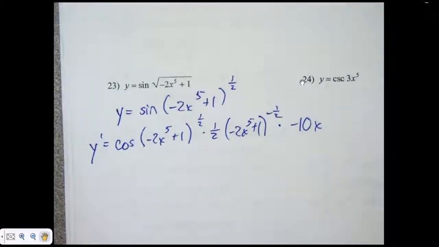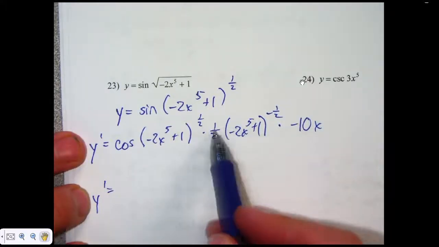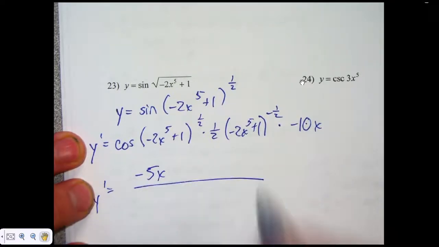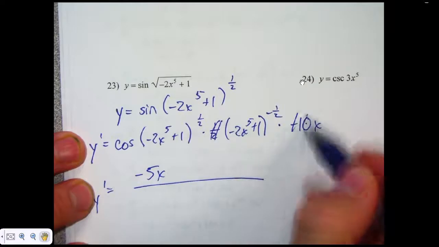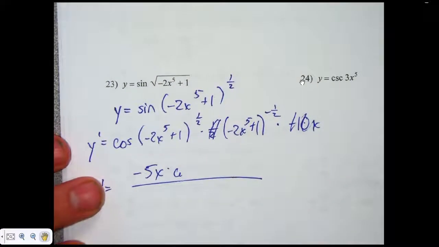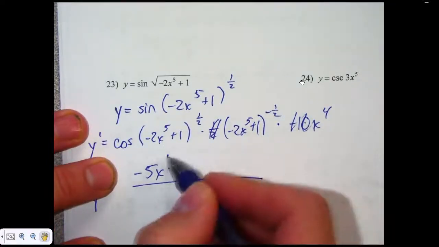When's that first step? Okay. Then I'm going to start moving things. So 1/2 times negative 10x, I'm just going to make that negative 5x. I'm going to put the 5x to the 4th up there.